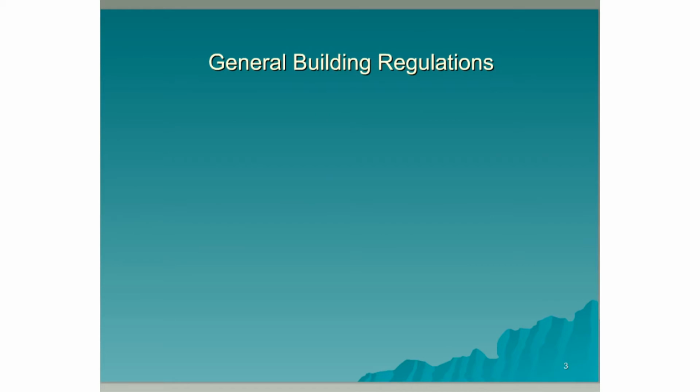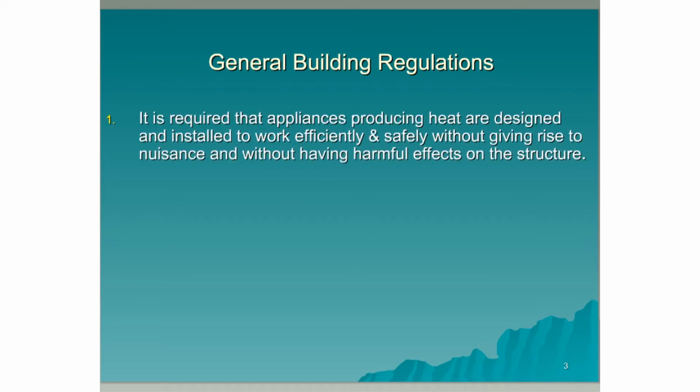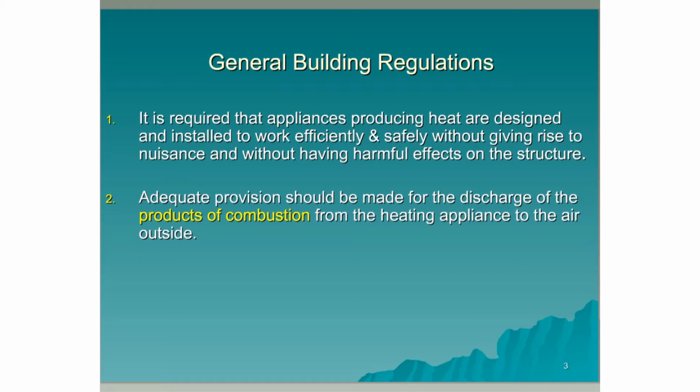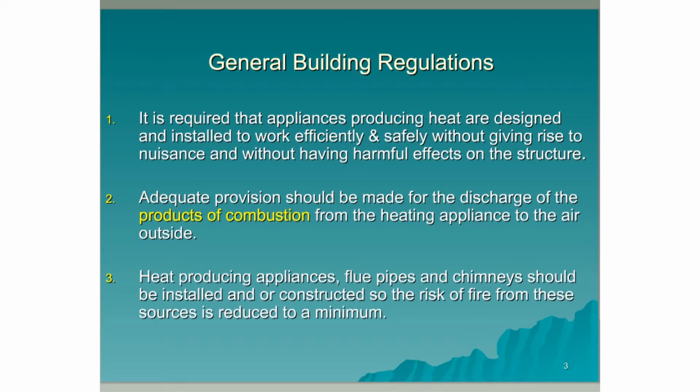General building regulations. It is required that appliances producing heat are designed and installed to work efficiently and safely without giving rise to nuisance and without having harmful effects on the structure. Adequate provision should be made for the discharge of the products of combustion from the heating appliance to the air outside. Heat producing appliances, flue pipes and chimneys should be installed and or constructed so the risk of fire from these sources is reduced to a minimum.